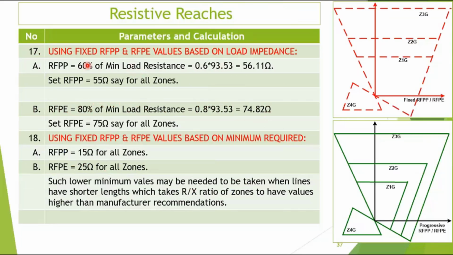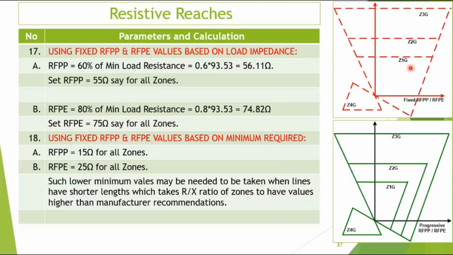Okay, now there are two other methods also. You can use the fixed RSPP and RSP based on load impedance. If you do that, take 60% of minimum load impedance as RSP. What I mean is, all zone 1, zone 2, zone 3, all will have fixed resistive reach coverage. This is also not a bad proposition. This is also good because I am not really concerned about, let me have a higher coverage.